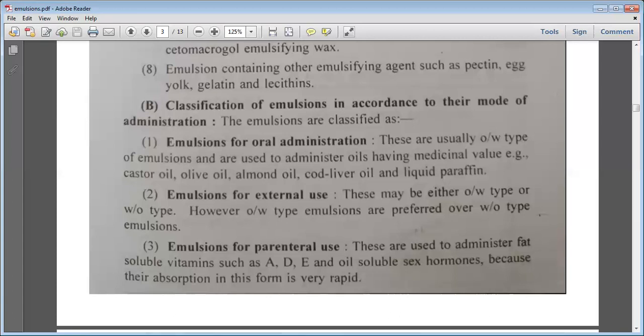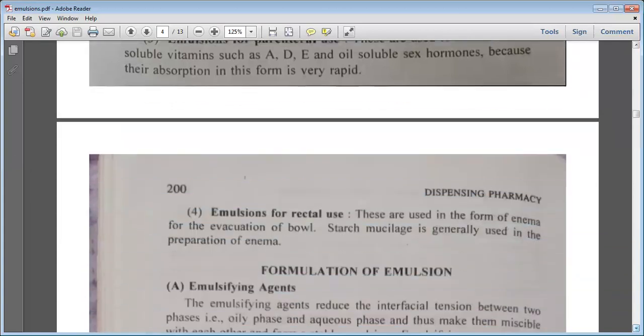So what is the next classification? Emulsions for rectal use. These are used in the form of enema for evacuation of the bowel. Starch mucilage is generally used in the preparation of enema. The rectal route is useful in order to evacuate the bowel from the lower part of the intestine.